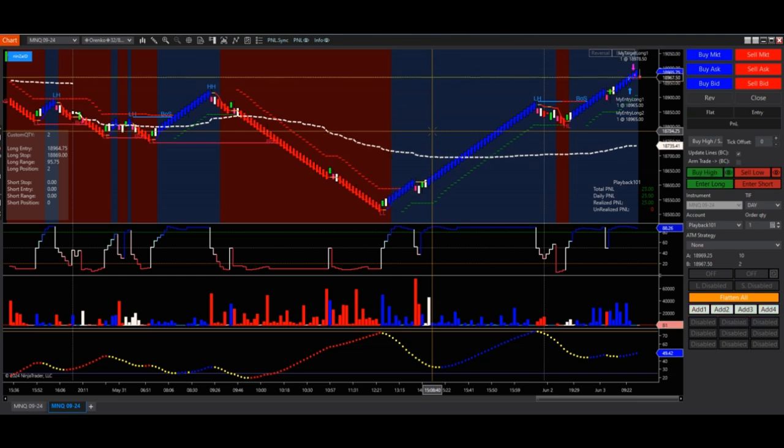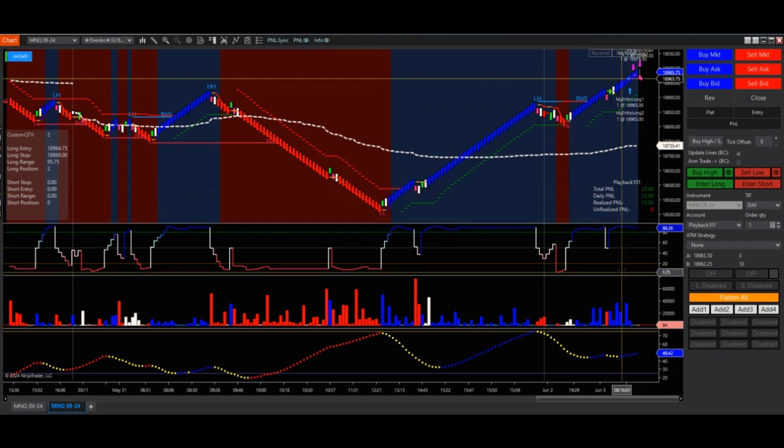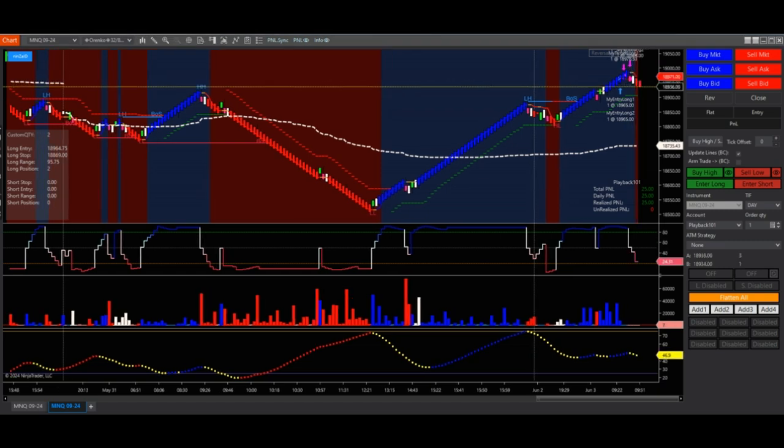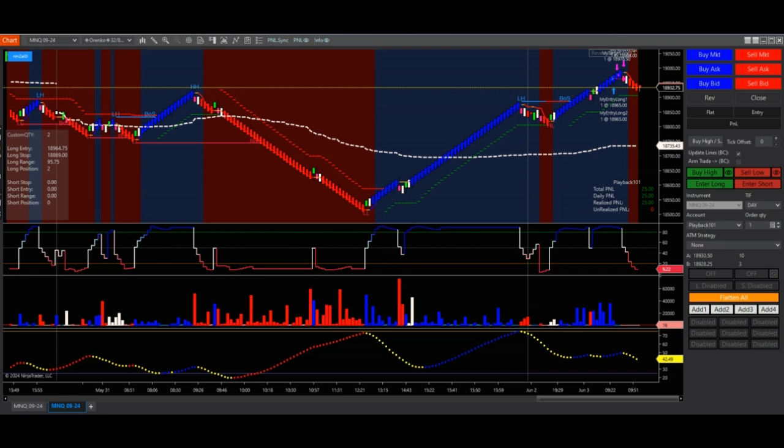So I just may get stopped out right here. All right, so that was $25. Okay, so now I'm going to continue. That was the first trade. So you can see here the dots are turning yellow. That means I'm not going into a trade.